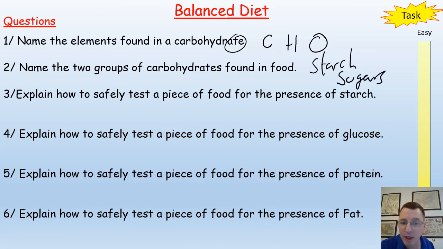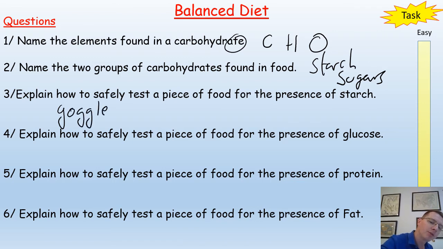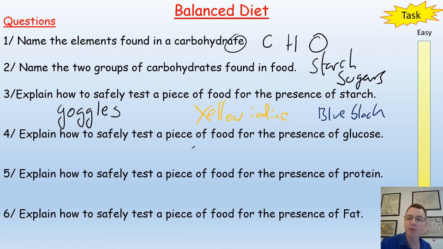Explain how to safely test a piece of food in the presence of starch. Well, let's pick up a mark quickly. Anytime you hear safety, you need to mention wear goggles in the lab. What test are we looking for? Well, we're looking at yellow iodine, and that will turn a blue-black colour if starch is present.